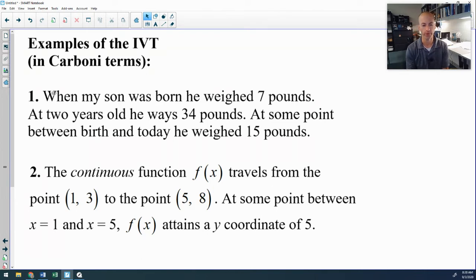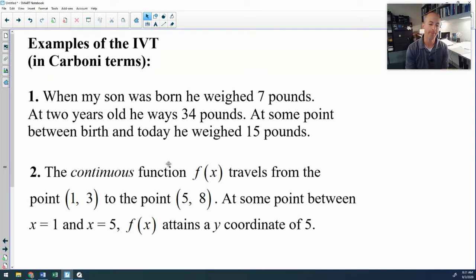The first one's more real world. I have a 2-year-old son. When he was born, he weighed 7 pounds. Now he weighs 34 pounds. So using the intermediate value theorem and my supreme genius, I can conclude that at some point between birth and today, he weighed 15 pounds. That's the intermediate value theorem. I went from 7 to 34, had to cross 15 somewhere.